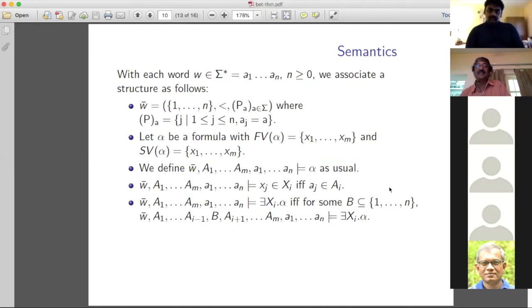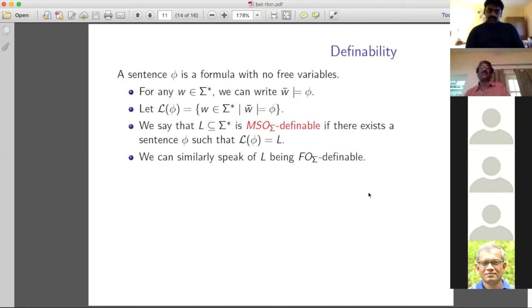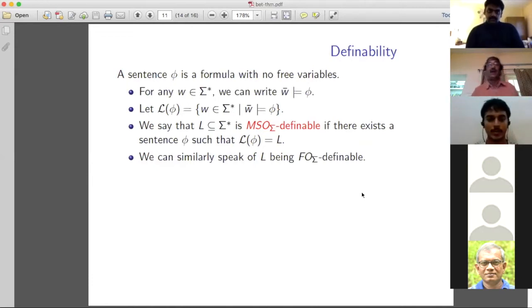What is very interesting is what we get out of it. Now, as usual, what is a sentence? It's a formula with no free variables. And now, if you have a sentence, given any word, you can talk about W bar satisfying the sentence, right? Because there are no free variables, so there is no extra stuff at all.